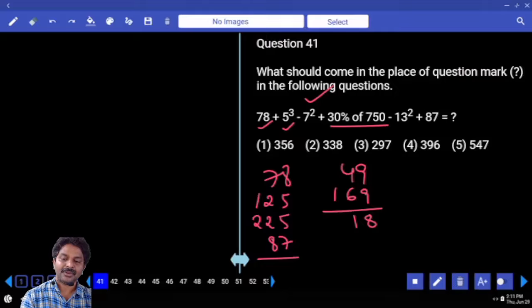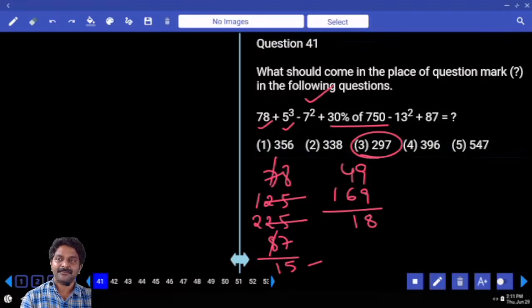Correct. 25, 25. 70, 80, 150. 150, 50, 200. Left over 7 and 8. That is 15, sum 15. If you subtract 18, the answer ends with 97 only. Right.